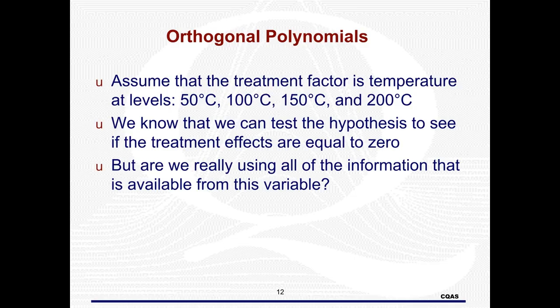If our factor is quantitative, then simply testing whether treatment means differ may not be taking advantage of all the information available. Think about it. The difference between 50 and 100 degrees has meaning. The difference between 100 and 150 degrees has meaning as well. The treatment levels have a natural ordering. So instead of only asking whether treatment means differ, we can ask whether there is a pattern in the response as the factor changes. That's where orthogonal polynomials become useful.